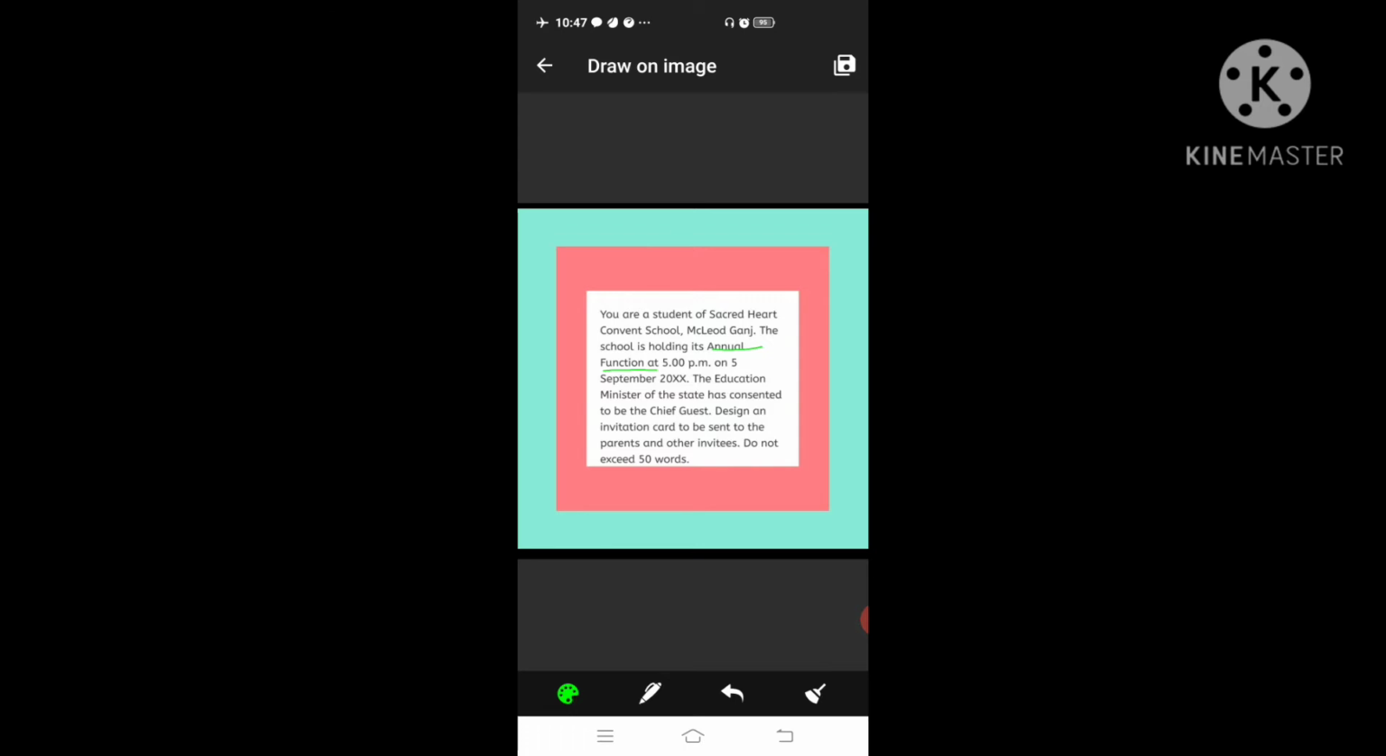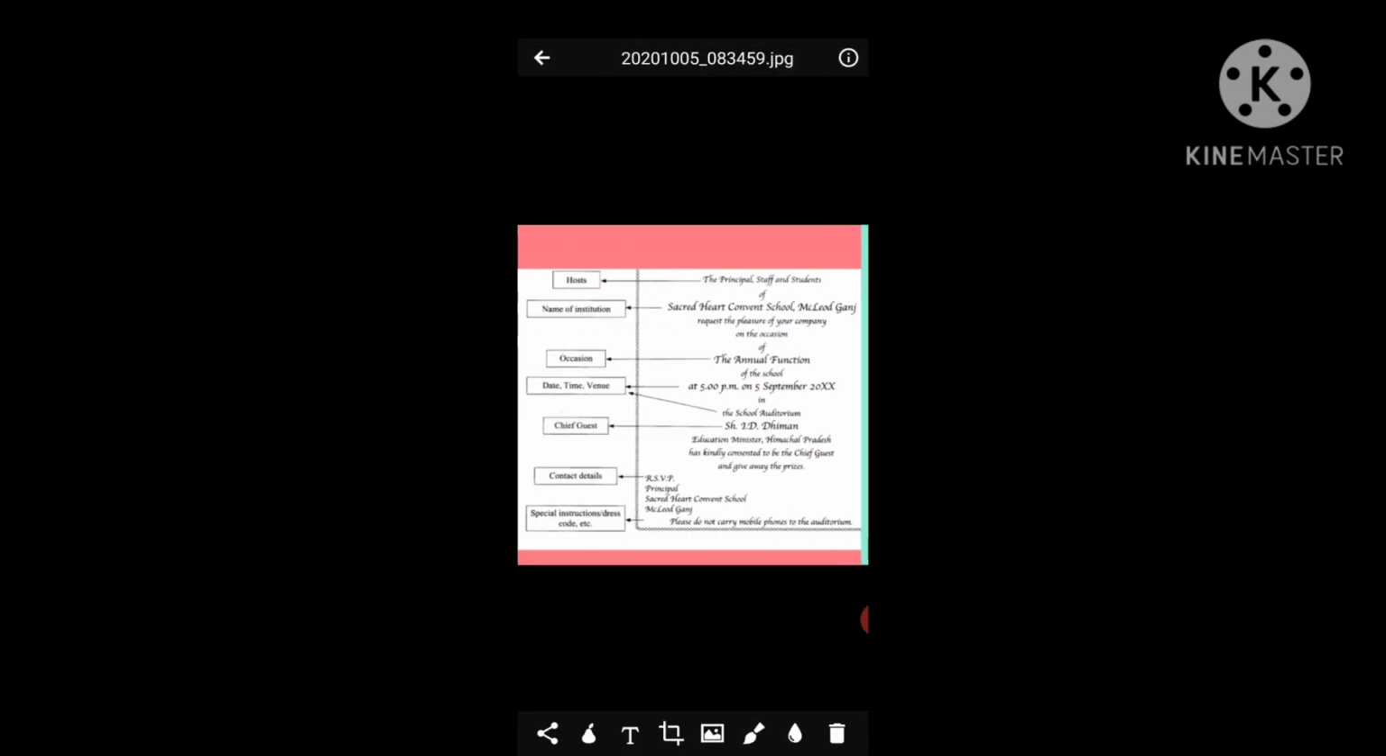We have an annual function at 5 p.m. on 5th September. And the Education Minister of the state has consented to be the chief guest. And the name of the host is the Principal of Sacred Heart Convent School, McLeod-Ganj. Okay, now we will see the answer.